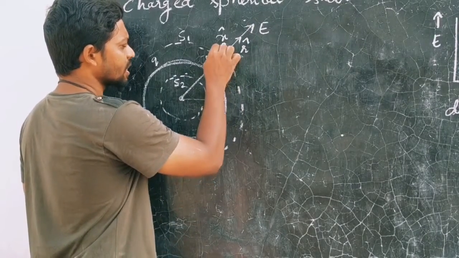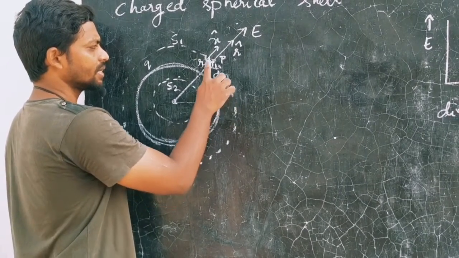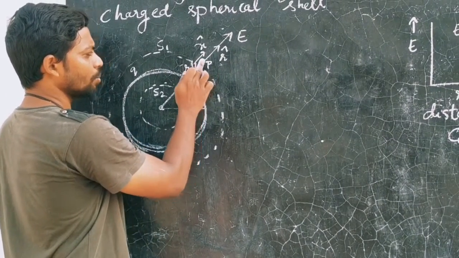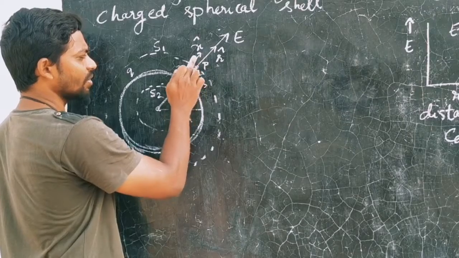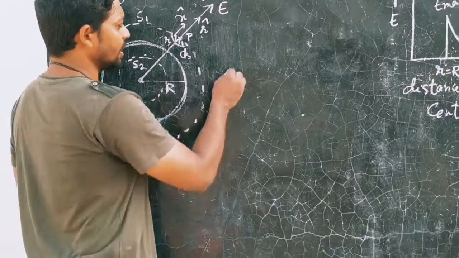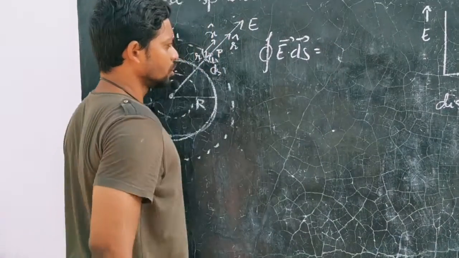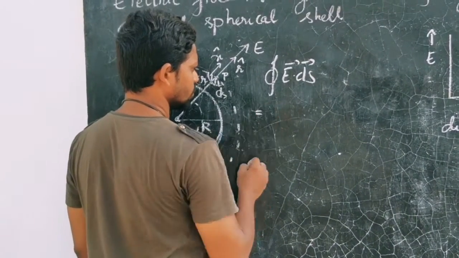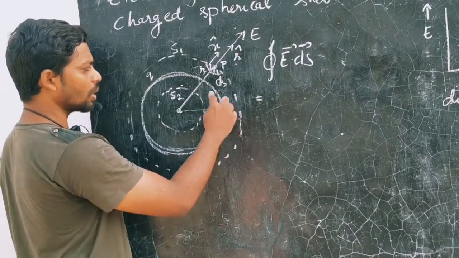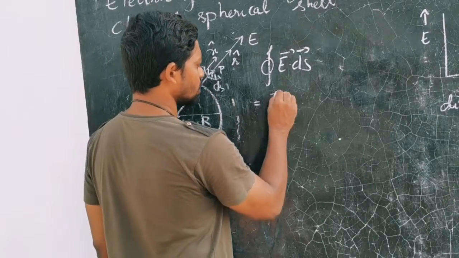We can see clearly the electric field intensity is radiating radially outwards. Let us consider a small area element on this Gaussian surface, that is ds. Its direction is given by n cap, right? You can see here both electric field intensity as well as area vector are in the same direction, so cos 0 value is 1. E is constant on this surface because all the points on this surface are at the same distance from the center. So E will come out of the integral.